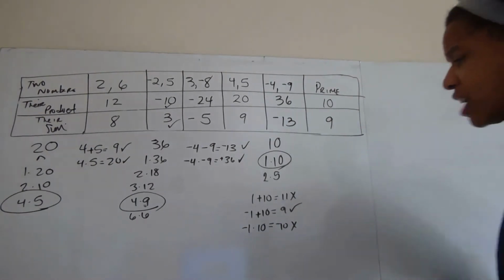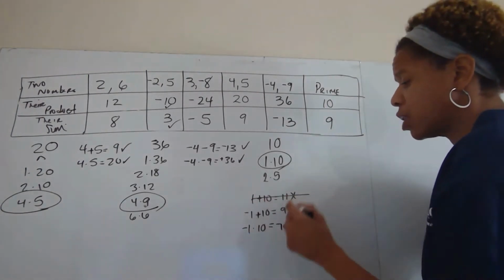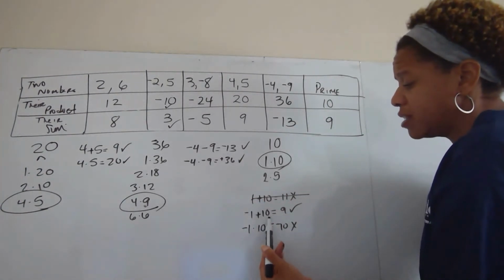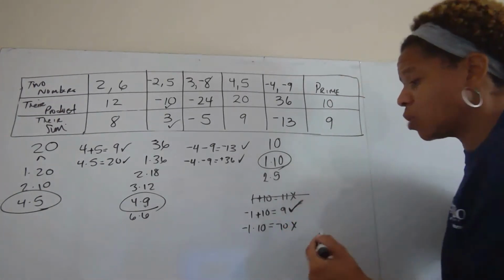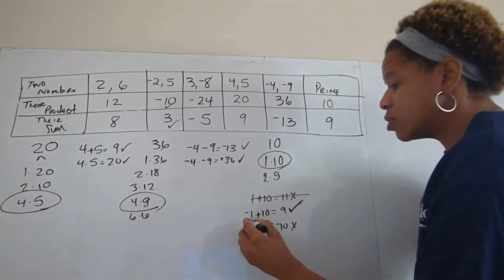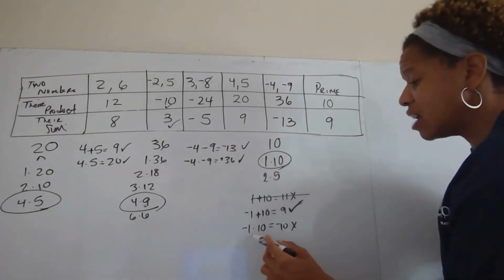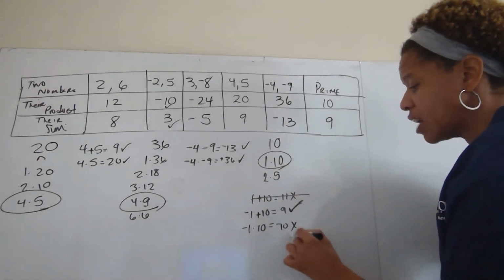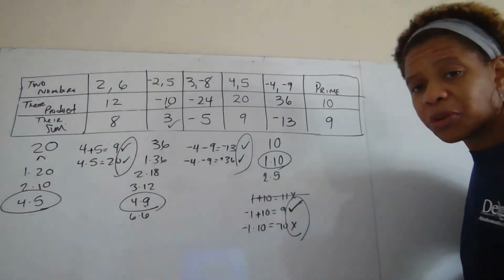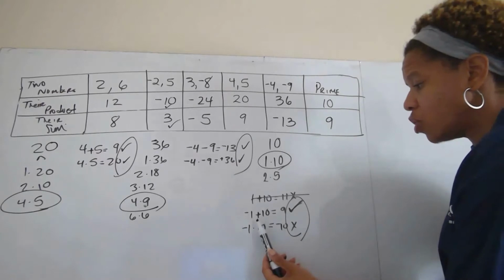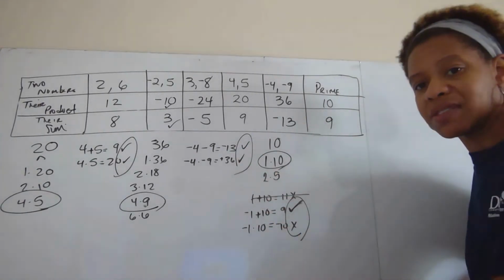So when I tested a positive 1 and a positive 10, it gives us an 11, so that wouldn't work. But if I do negative 1 plus 10, it does give us a positive 9, which is what we need. But then we need to double check. Is negative 1 times 10 positive 10? Negative 1 times 10 is negative 10. If you don't get double checks, then that's not your pair. So you have to have a pair of numbers that can give the product and can also give the sum.